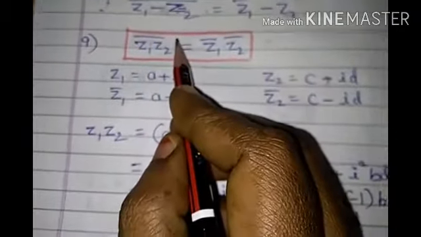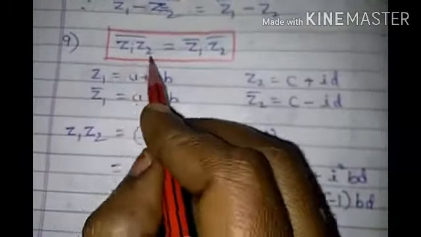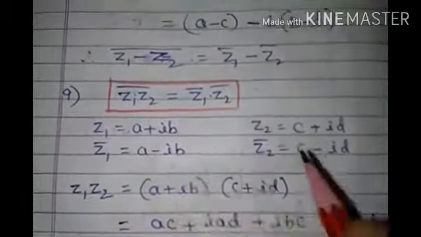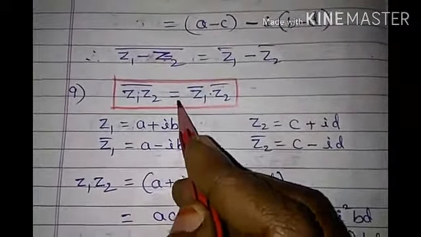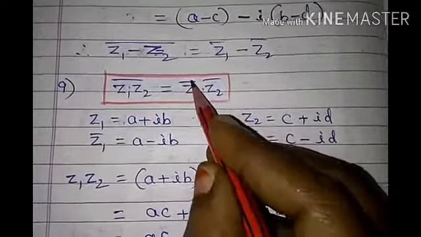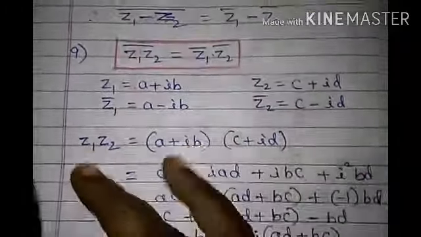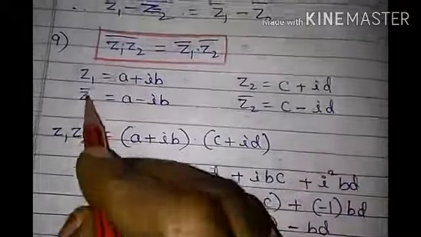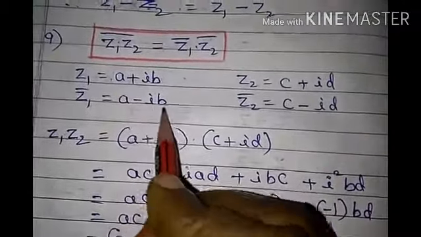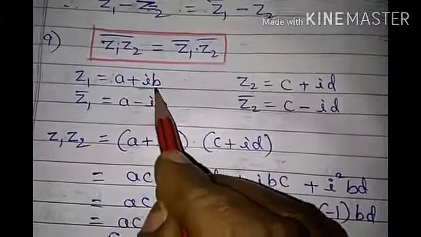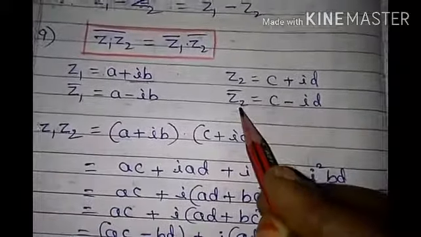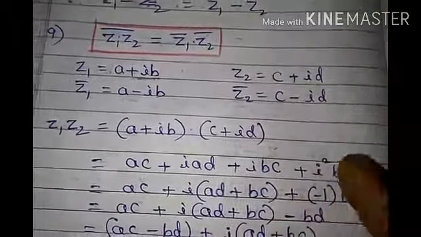Next one is z1 into z2 whole conjugate equal to z1 conjugate into z2 conjugate. Conjugate of z1 z2 is equal to product of z1 conjugate and z2 conjugate. This means let z1 equal to a plus ib and z2 equal to c plus id. Now what is z1 conjugate? Which is equal to a minus ib. Simply change the sign of the imaginary part. So it becomes a minus ib. Similarly, z2 equal to c plus id. Conjugate of z2 equal to c minus id.